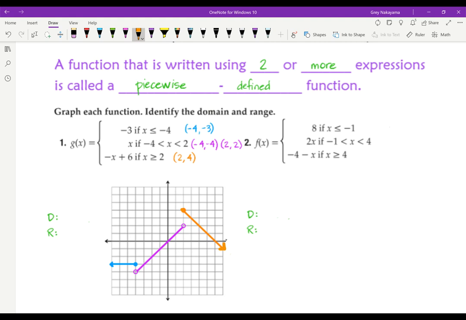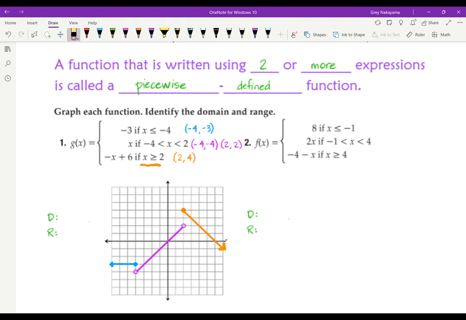If I were to graph y equals negative x plus 6, okay, clearly I can't do a good job there, but I only want it for x greater than 2. So if you think about where x is greater than 2, it's this part over here. That's why I only have this piece of the graph. So if you need any help, please come see me with these.